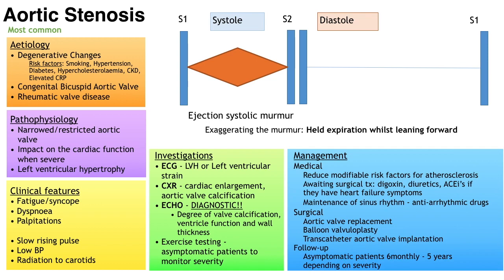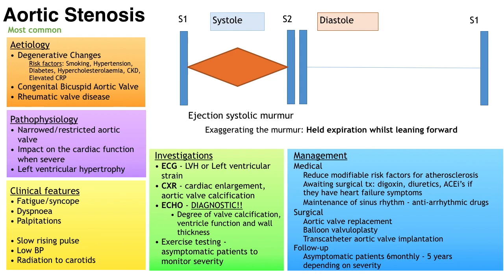The first-line treatment for a patient who is symptomatic is an aortic valve replacement. However, during the wait for their surgery, if they have heart failure symptoms or if they're unsuitable for surgery, they'll be given digoxin, diuretics and ACE inhibitors. And they may also be given a maintenance drug for their sinus rhythm.